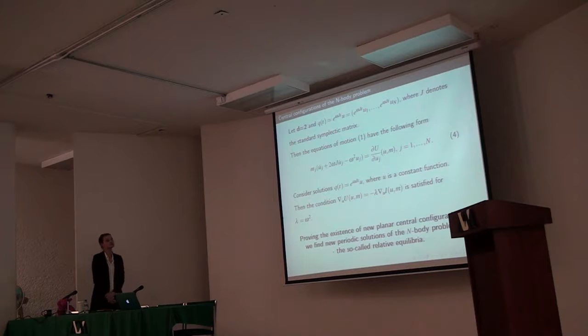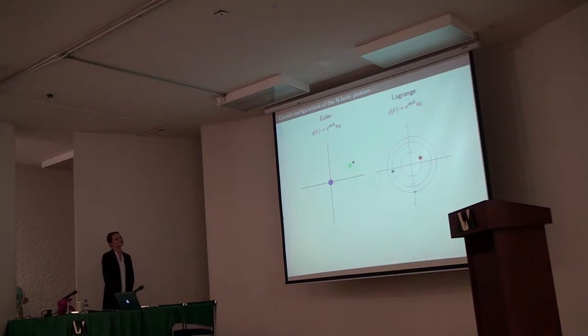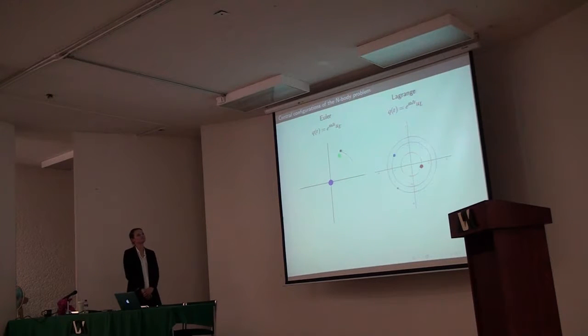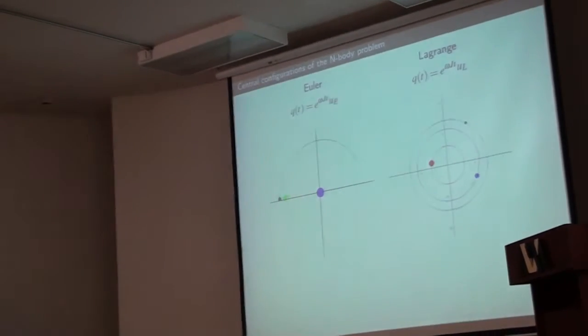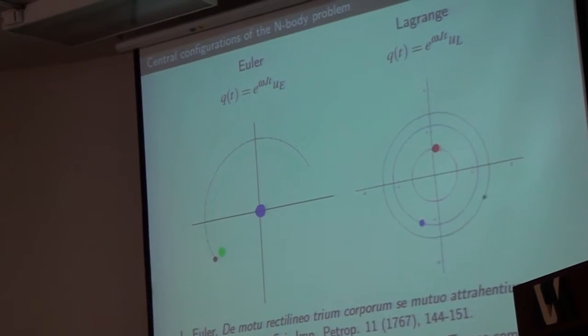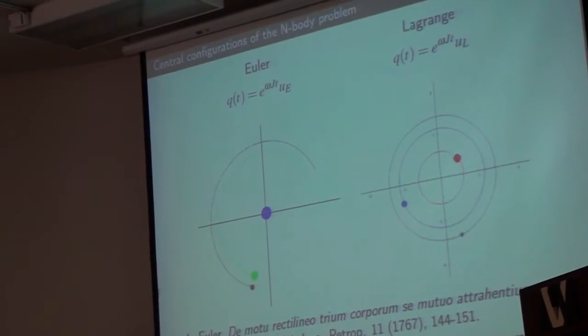So it just means that when we prove the existence of a new central configuration, we get a new solution of the n-body problem. These solutions are called relative equilibria. And to see this in pictures, we can say that the first known relative equilibria or central configurations were given by Euler in 1767.